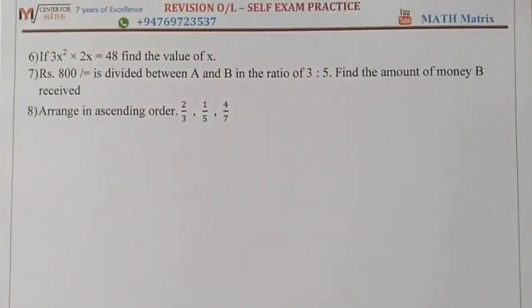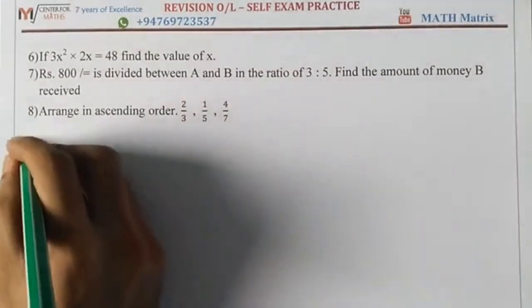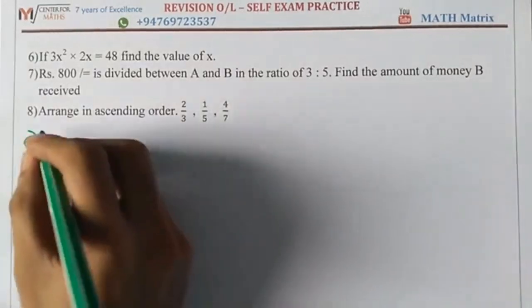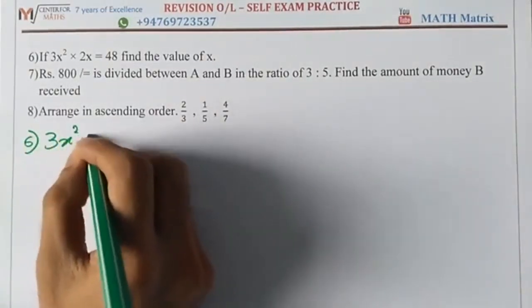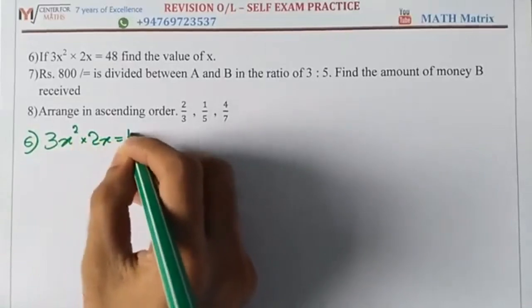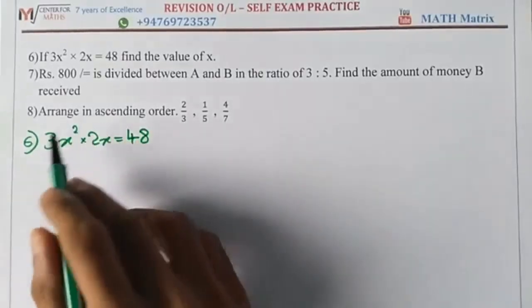If 3x squared into 2x is equal to 48, find the value of x. Okay, so 3x squared into 2x is equal to 48. Now listen, we'll simplify this.